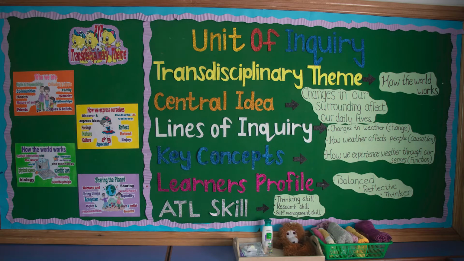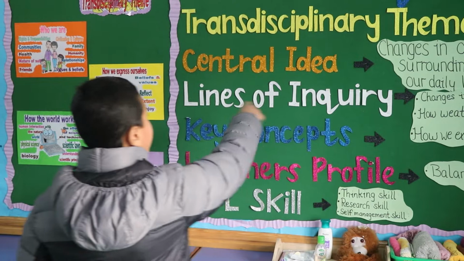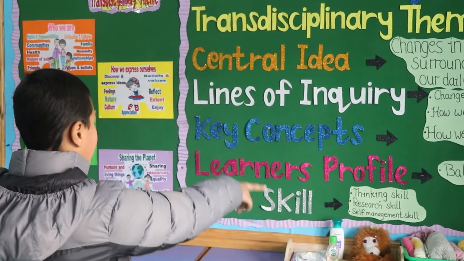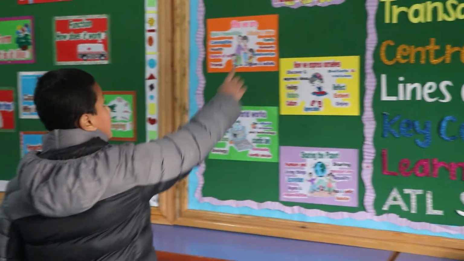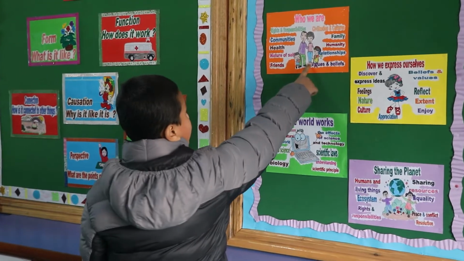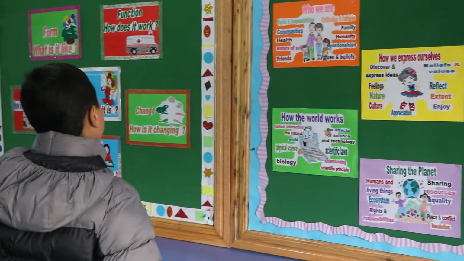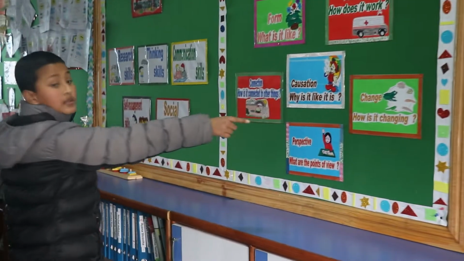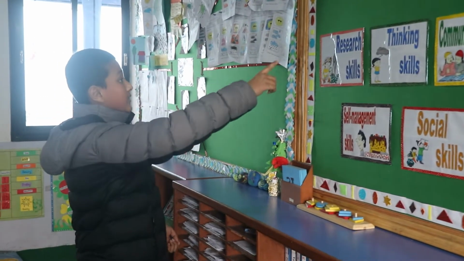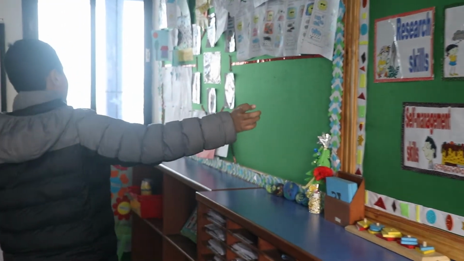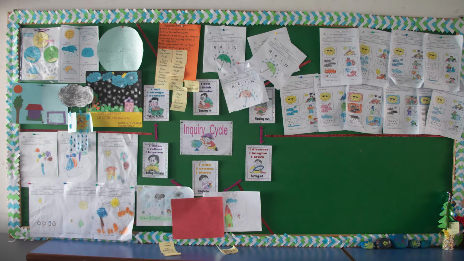And as you can see, there's a bunch of towels and puppets for kids to use, and this is the unit of inquiry board. There's a transdisciplinary theme and central idea, lines of inquiry, key concepts, learner profile, ATL skills. And this is the transdisciplinary theme done by P1. This is key concept, and this is ATL skills, and this is the main thing of this class.